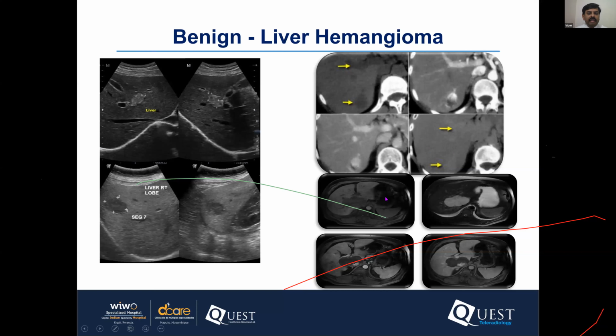Coming to MRI, here, along with the features seen on CT, we have one special feature, that is that on delayed scans, the enhancement persists for a longer duration on MRI.